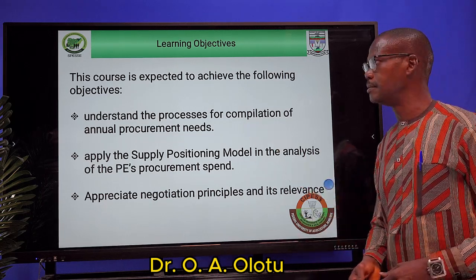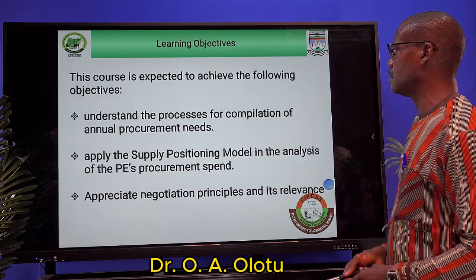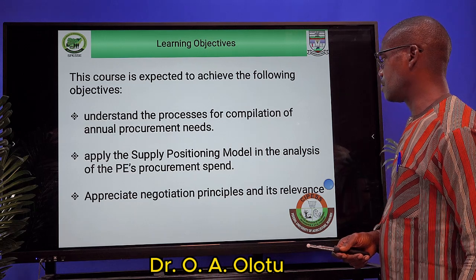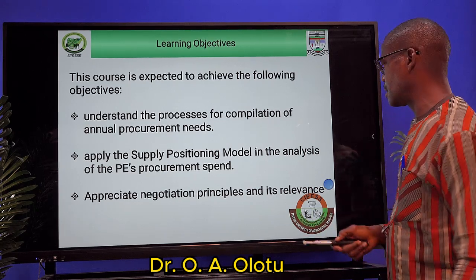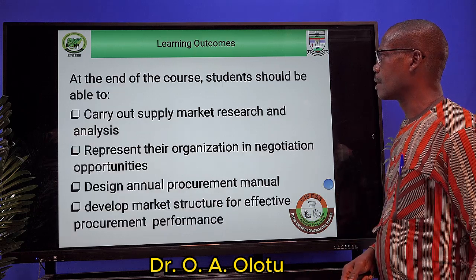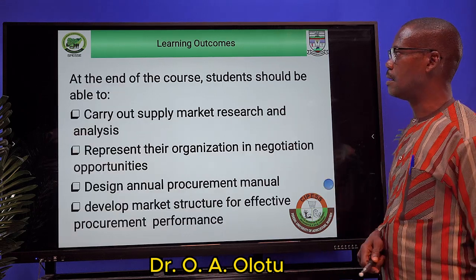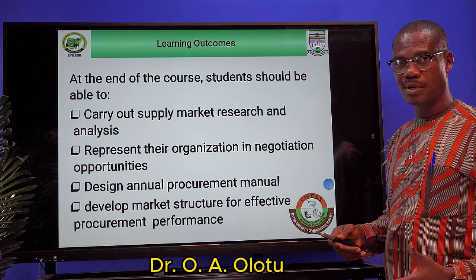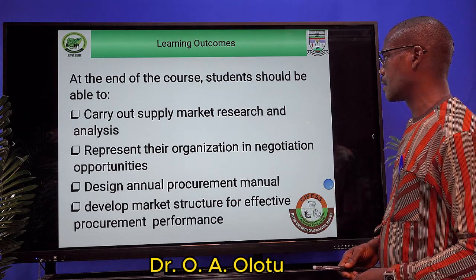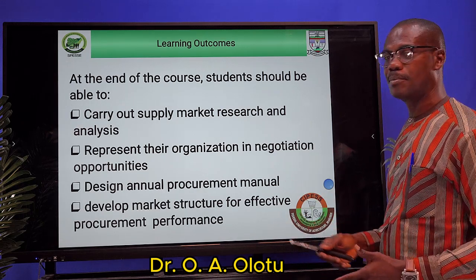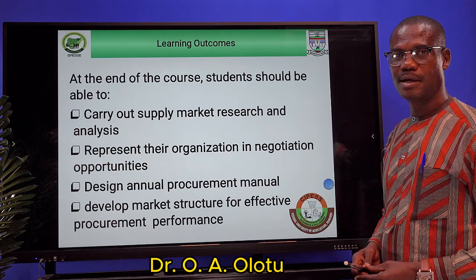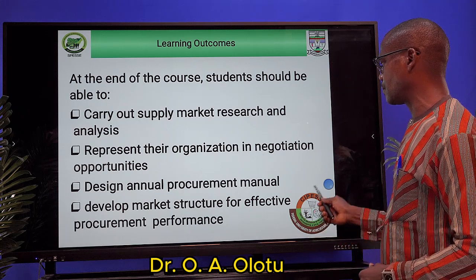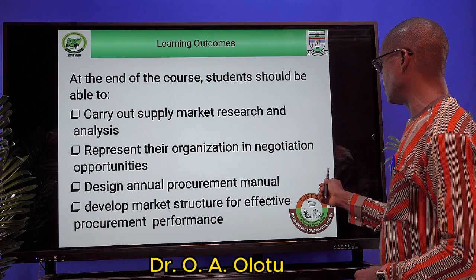The learning objectives include understanding the process for compilation of annual procurement needs, applying the supply positioning model, and appreciating negotiation principles and their relevance. The learning outcomes: at the end of this course, students will be able to carry out supply market research on their own and later be able to do analysis, represent your organizations in negotiation opportunities, which I know many of you will be interested to be part of. You'll be able to design your annual procurement manuals and develop market structure for effective procurement performance with your various organizations.